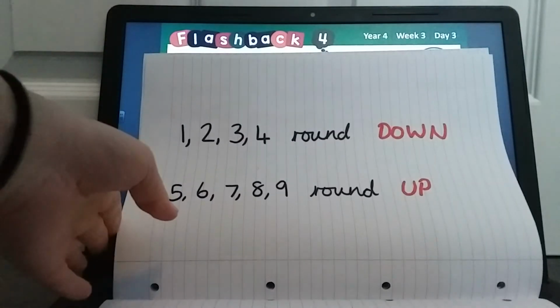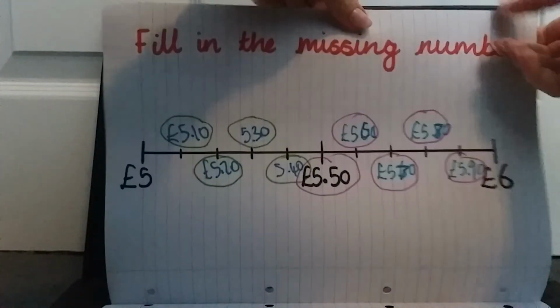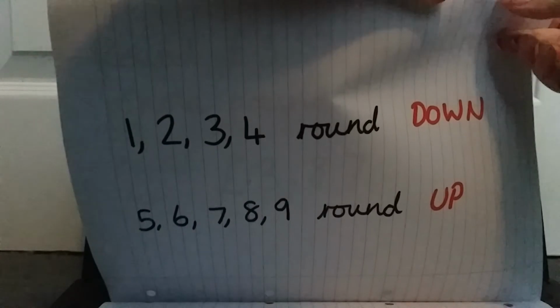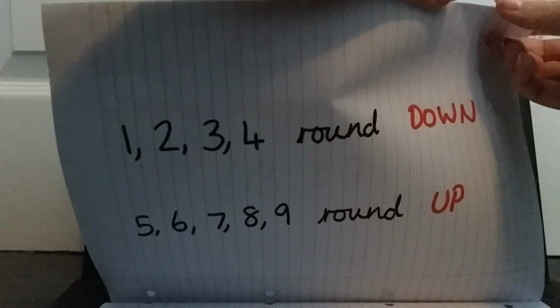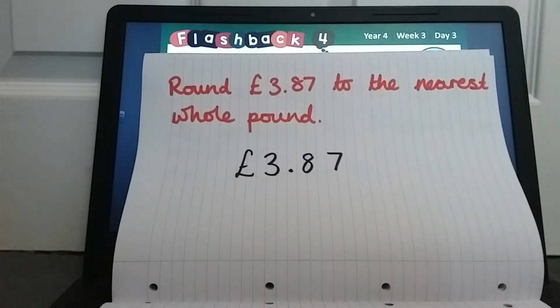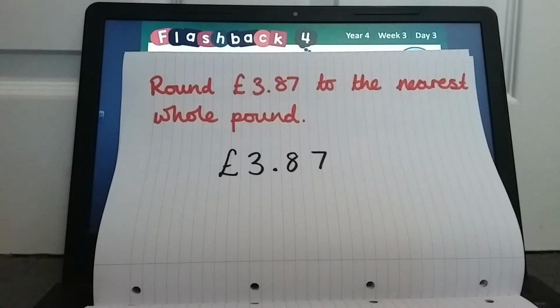So, now that we know all of that, if I can find the actual next page, let's have a go at this question on your own and we'll come back together. If you want to draw out a number line to help you, absolutely do that. Round £3.87 to the nearest whole pound. If you want to draw those place value columns on there, have a look.